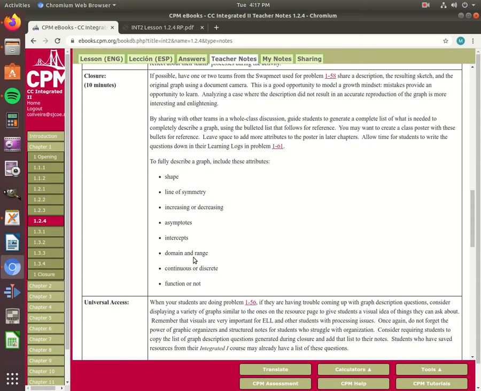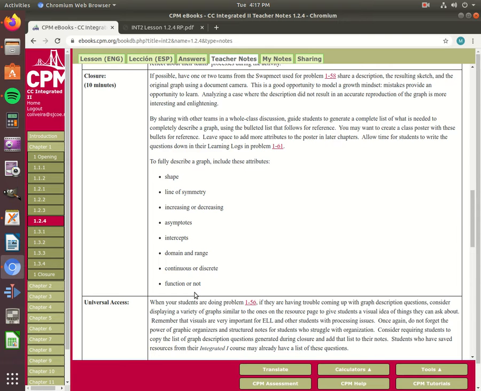Does it have a limited domain and a limited range, or an unlimited domain and an unlimited range? Can it be all the x values and all the y values or not? Is it continuous or discrete? Continuous means that you connect the dots. Discrete means it's dot to dot to dot. All this vocabulary came up and was integrated before, so hopefully you remember this stuff. Discrete came up with sequences when we talked about those.